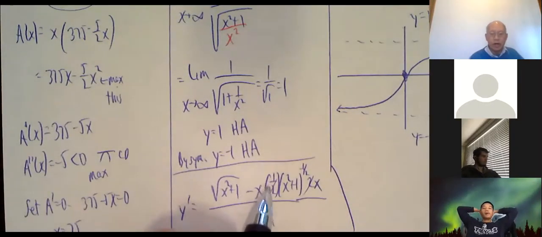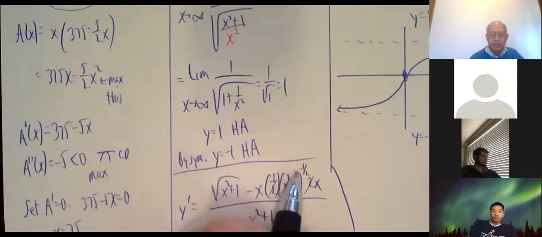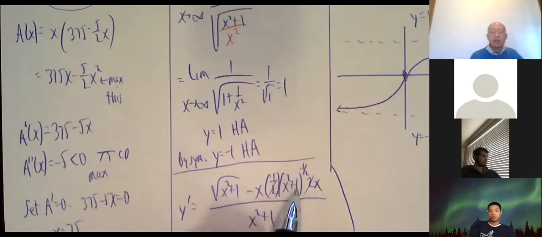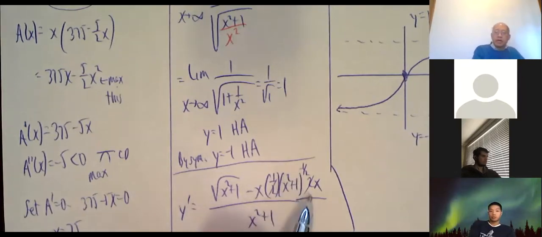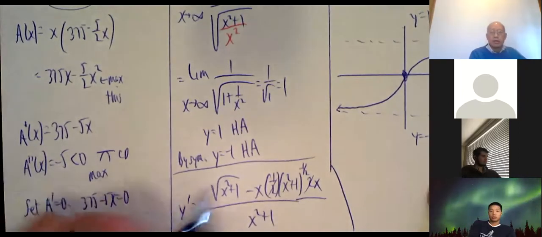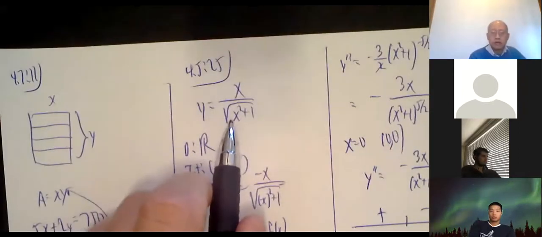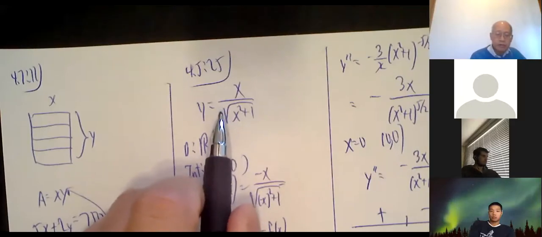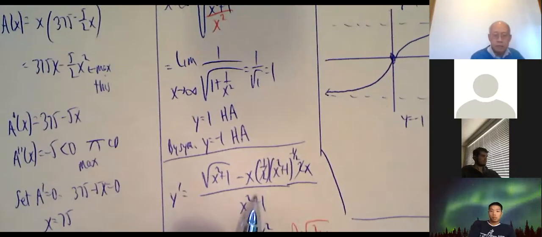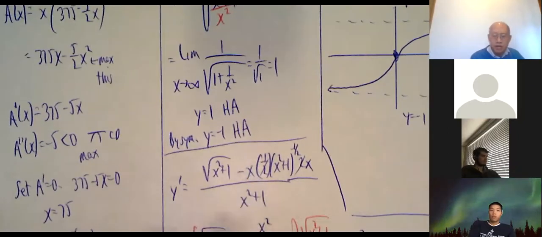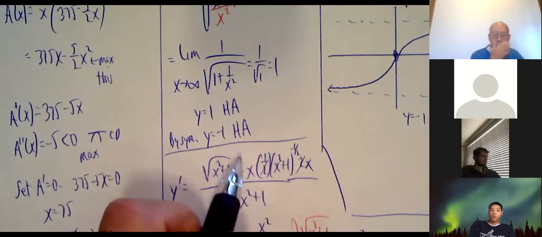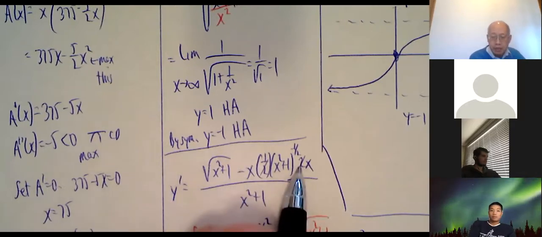So x times 1/2, x squared plus 1 to the negative half, by the chain rule times the derivative of the inside, which is 2x. And then, all over the square of the denominator, well, what happens when you square a square root? You just have x squared plus 1. Believe it or not, this whole thing comes out nice. Okay, let me see if I can show that to you. Cancel the 2's.